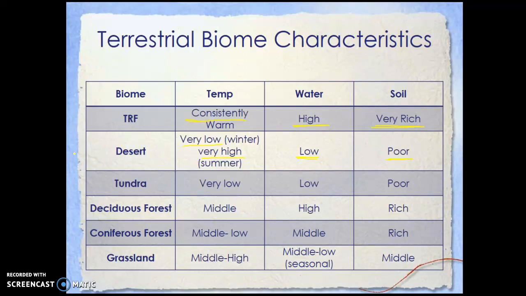Deciduous forests and the coniferous forests are kind of similar. Deciduous is going to have a nice, solid, steady temperature year-round. That's very nice. It's going to have lots of precipitation and very, very rich soil. The coniferous forest, we're going to see those lower temperatures. We're still going to get lots of water, and the soil is going to be very rich. And then last but not least is the grasslands. The grasslands can be very high temperature and low water during their drought season that they have every year. But then the temperatures can cool down and they can get lots and lots of water during the monsoon season.